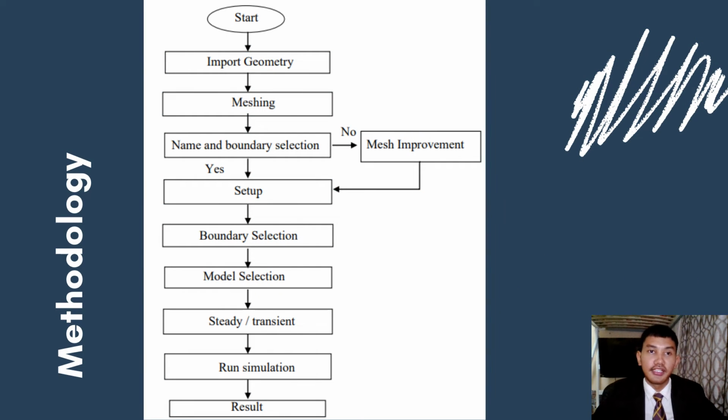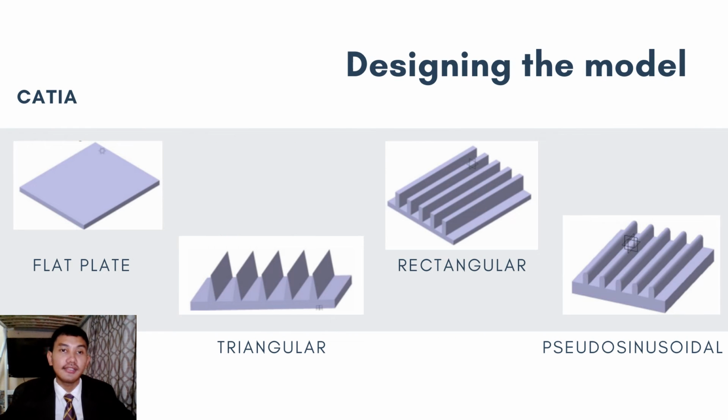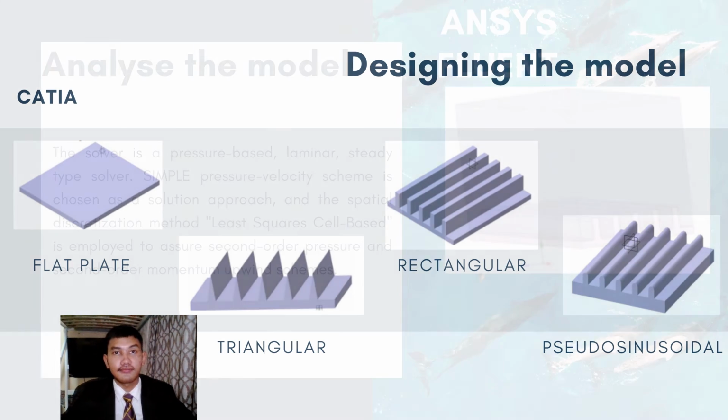On this slide, it shows the methodology of the project. Start by importing geometry to ANSYS Fluent from CATIA. Then meshing will be done in the software. After that, boundary renaming and selection are done. A setup will be referred to as the pass channel before running the simulation. These are the four geometries that have been done in CATIA that will be imported to ANSYS.